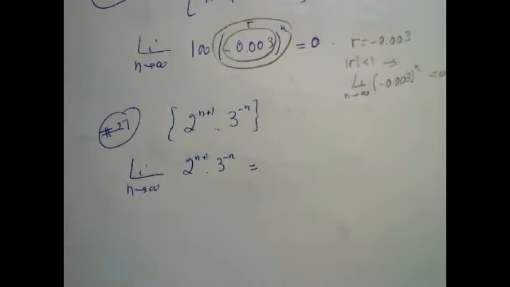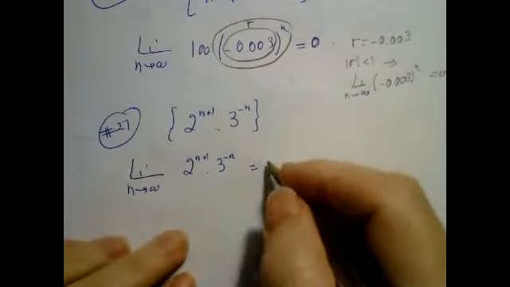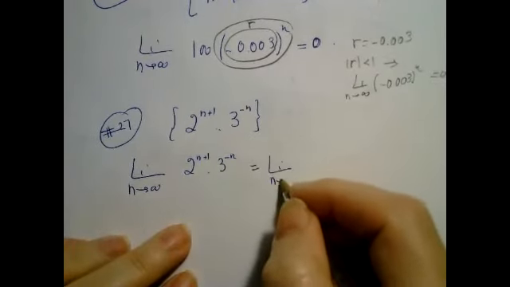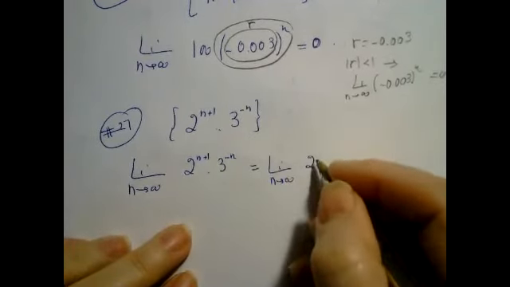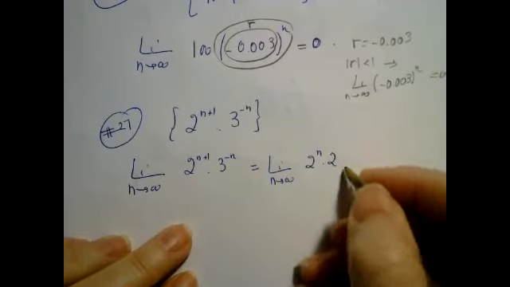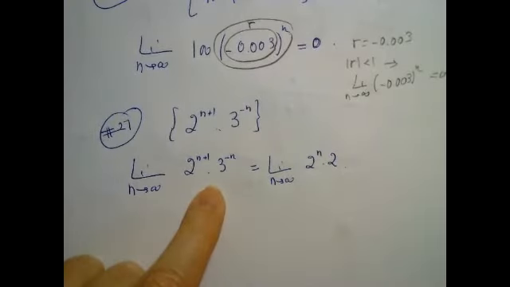2 to the n plus 1 can become 2 to the n times 2. Yeah, this we did yesterday. Very good. And then? And then 3 to the negative n could probably become 3 to the n times, never mind. Okay, anybody else? Please, all of you pitch in.